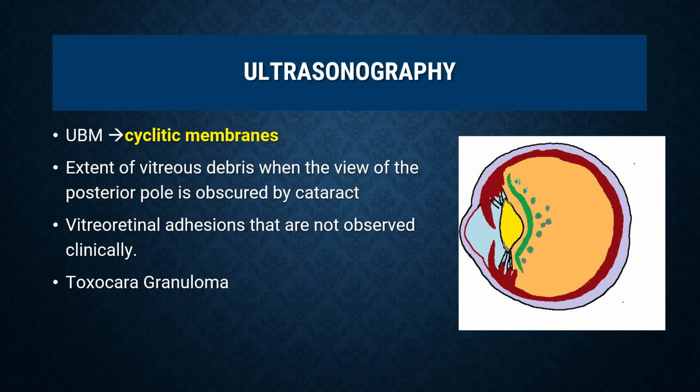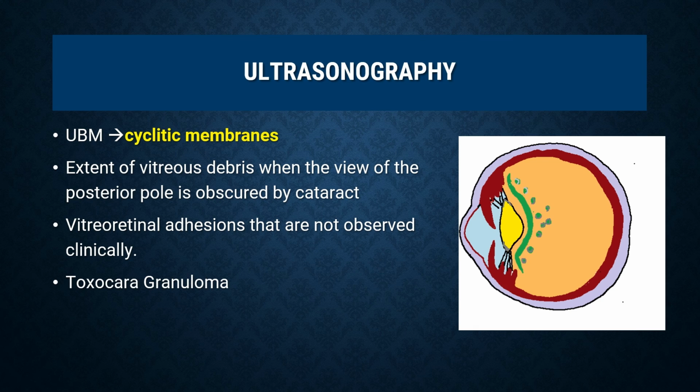Right, now what about ultrasonography? Basically, you can do a UBM in these patients, and this UBM is done specifically in those patients where the view is restricted because of a very small pupil or the presence of cataract. UBM is based on ultrasonography. So when you do a UBM, you can find out the extent of vitreous debris or the amount of vitreous cells present in the vitreous.